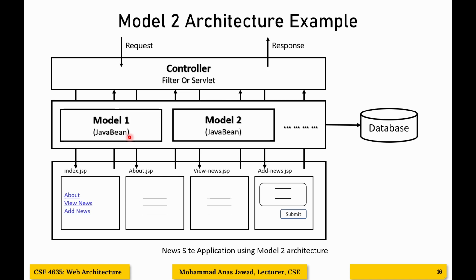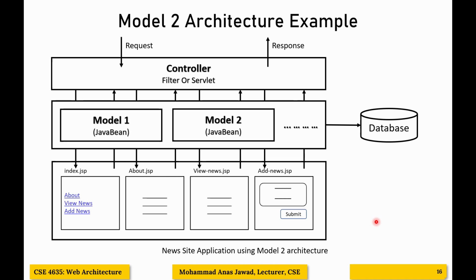After the processing has been done for that client's request, the models are going to generate the appropriate view for the client by calling this index, about, view news, or add news page. After the models have generated these pages appropriately, these pages are going to be sent back to the client as a response by the controller here again. So that is what is happening inside this web application that is using the Model 2 architecture. Right off the bat, we can see a lot of improvement by using the Model 2 architecture in our web application here.